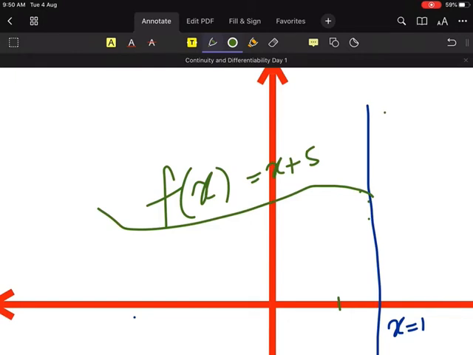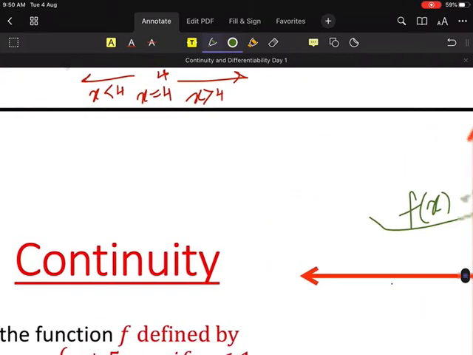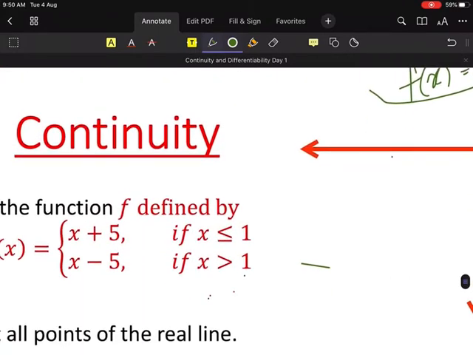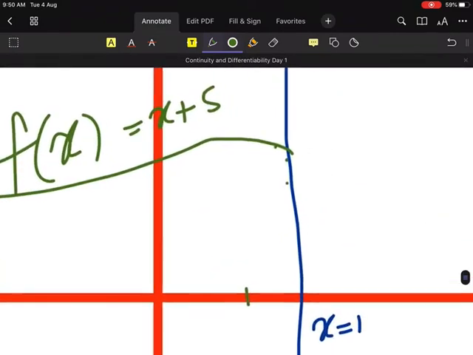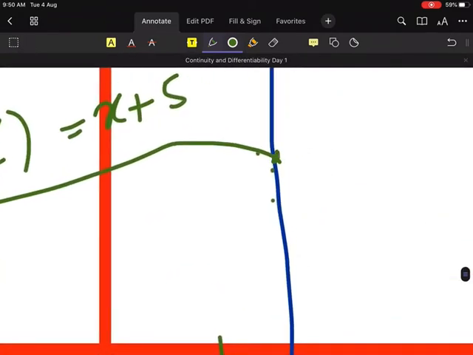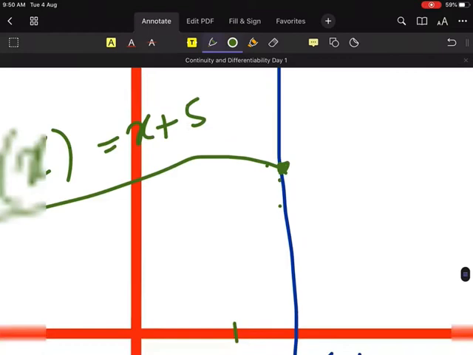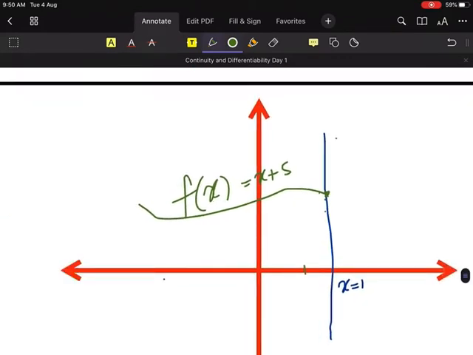Now at the point x equal to 1, can anybody tell me what is the value of f(x)? It's 6. Look at here, everyone. It is not 1 minus 5, because x is not greater than 1. When x is equal to 1, the function x plus 5 applies. Very good. Yes, Rohit, that's nice. So it will be a point like this. Am I clear, everyone? Yes or no?